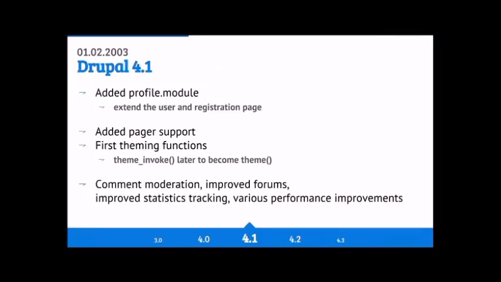It introduced the profile module, so now you could extend the registration page. You could add an address field or phone numbers to the registration form. However, it was kind of hard-coded, so you couldn't add new fields from the interface. It was done through a module. We are also seeing the first theming functions. They were called theme invoke. Later they would evolve and become the theme function, which is still in use today. And we got some other improvements to the forums and comments, etc.